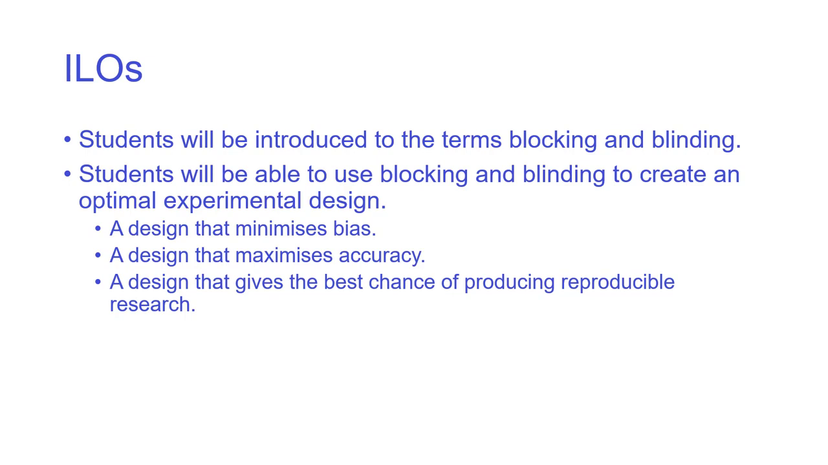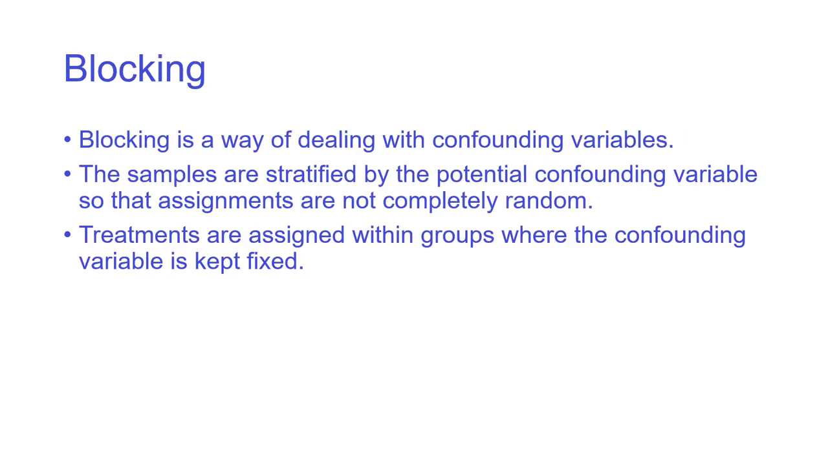So accuracy means making sure that you get the correct answer. It's not precision. And the best design will give you the best chance of having reproducible research. So blocking is a way of dealing with confounding variables. It was originally designed when they were doing plant experiments at Rothamsted Research Institute.